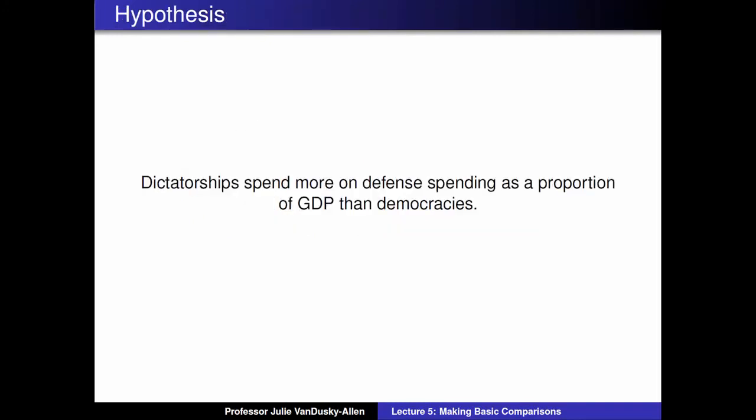To demonstrate how to create a mean comparison table, I will use the following hypothesis. Dictatorships spend more on defense spending as a proportion of GDP than democracies. Note that the independent variable institutions is a nominal level variable, dictatorship/democracy, while the dependent variable defense spending is a ratio level variable, as it is ordered and continuous.